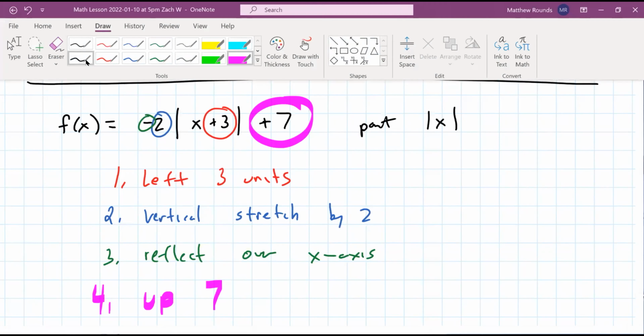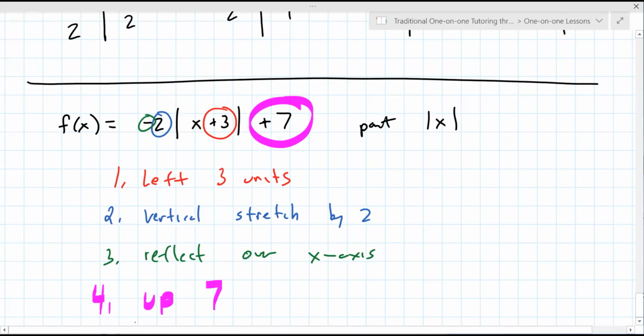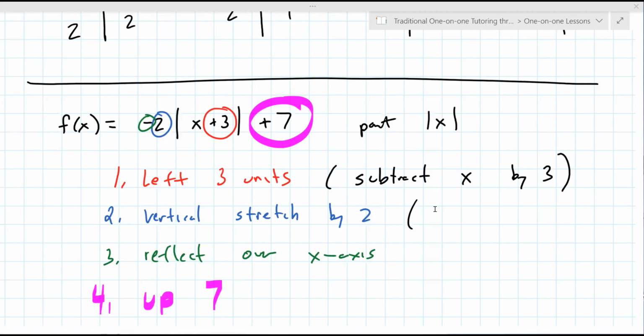Now, this is great that you've done this, and you have to do it in this order. So try to remember to do it in this order for your test or quiz. Now, left 3 units, does that affect the x or the y value? The left 3 units affects the x, so you subtract x by 3. Vertical stretch by 2, does that affect the x or the y value? That will affect the y value.